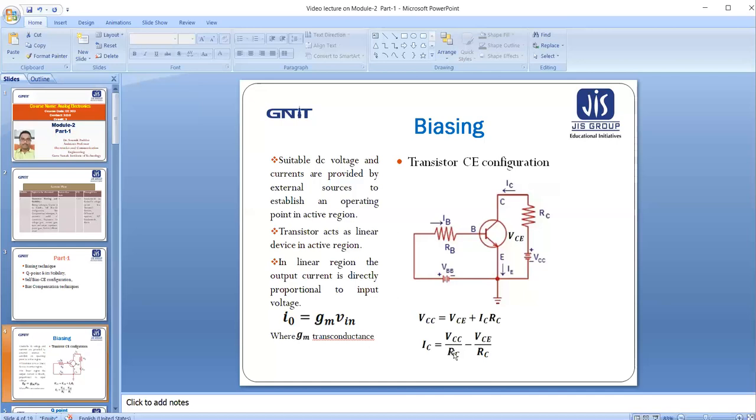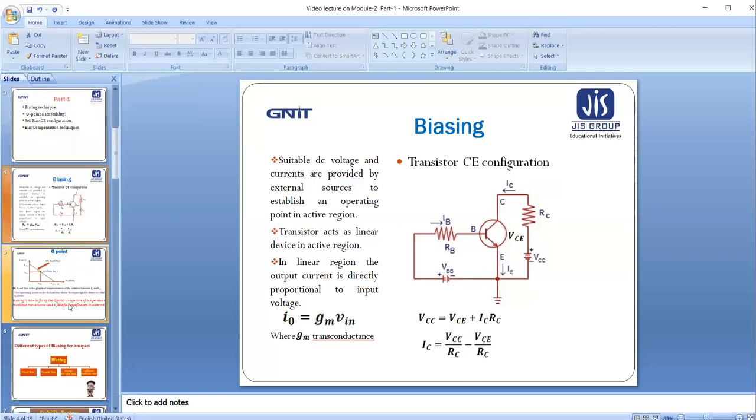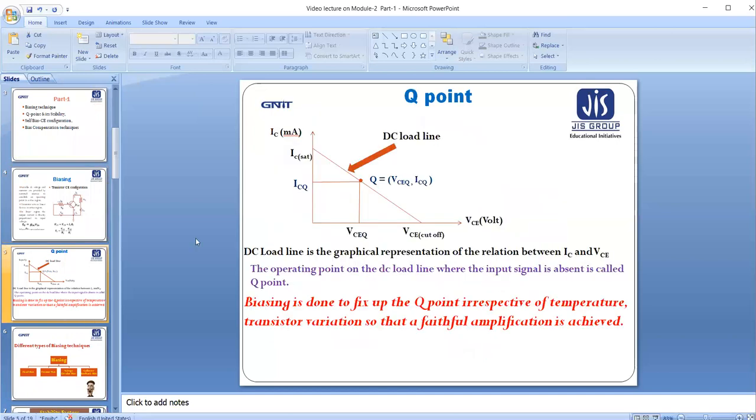But VCE will be dependent on the IC from the above equation. So the IC versus VCE graph will be just a straight line with negative slope. The slope value will be equal to minus 1 by RC, and VCC by RC is the intercept. So we will introduce this graphical representation in this present slide: IC versus VCE is a straight line having negative slope. The straight line intersects the y-axis and the x-axis at 2 points, IC sat and VCE cutoff.